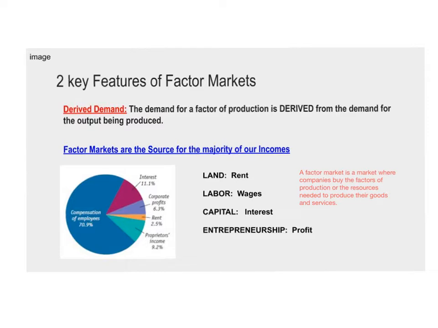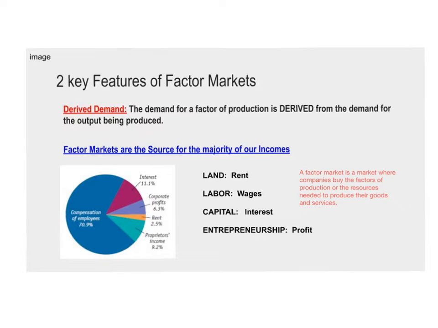There are two very important things to realize regarding factor markets. One, the factors of production generally are known to have a derived demand, meaning that the demand for the factor of production is derived from the demand for the output being produced. Today, because of the coronavirus, we see a very high level of unemployment. The largest reason for that unemployment is the lack of demand that the coronavirus has caused in the markets.